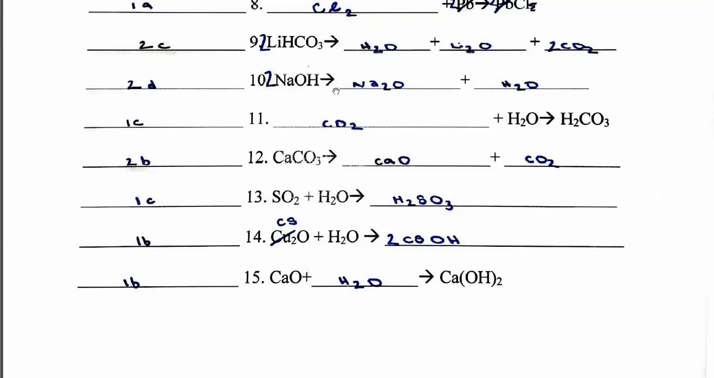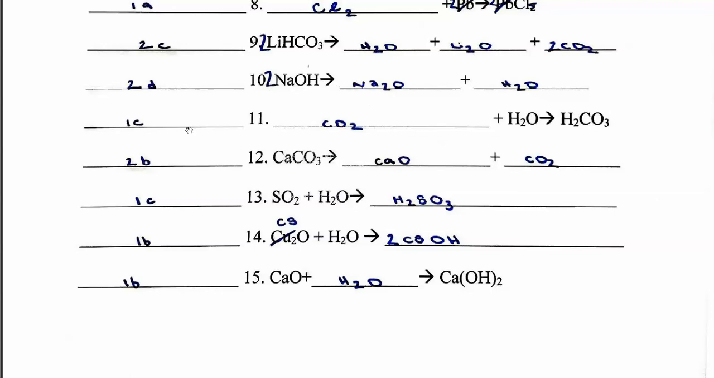10 is a 2D. You're taking a base and breaking it down. So I need to cross my metal with oxygen, so it would be Na2O because oxygen has a 2 minus, it says a 1 plus, and then your other product is water. So I need a 2 in front of here to balance that out, otherwise I'm great.